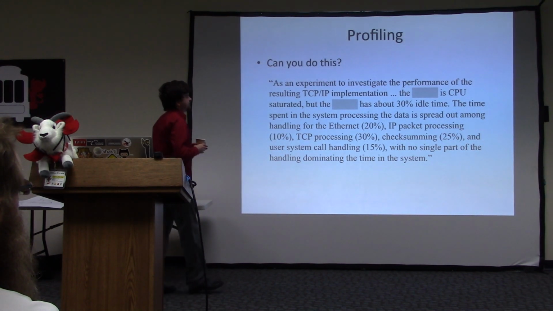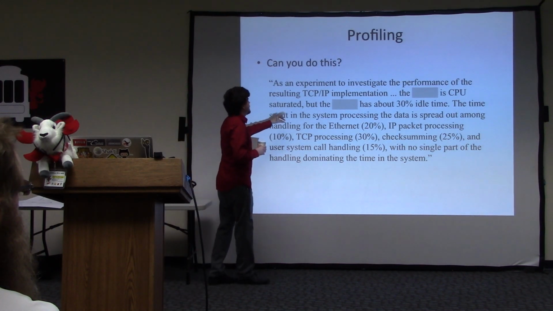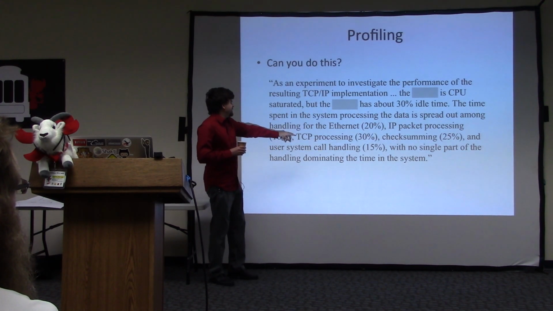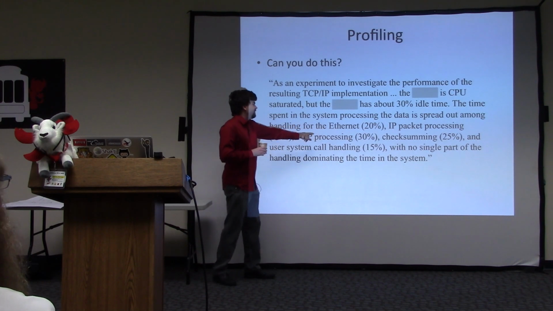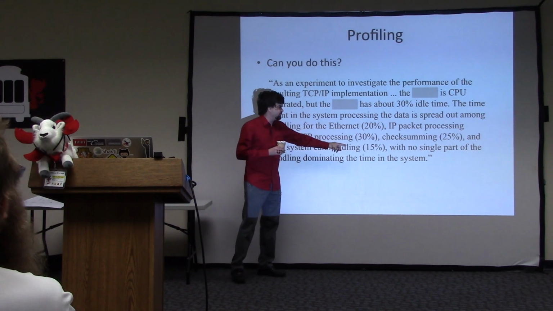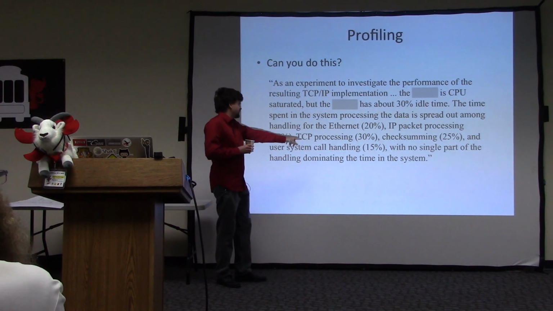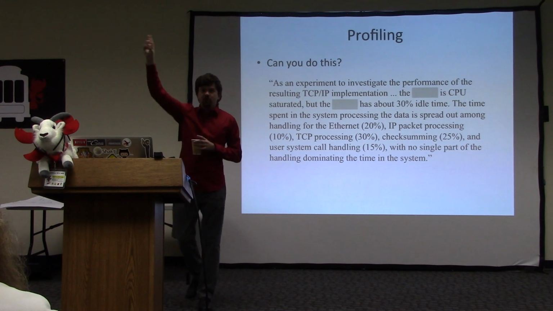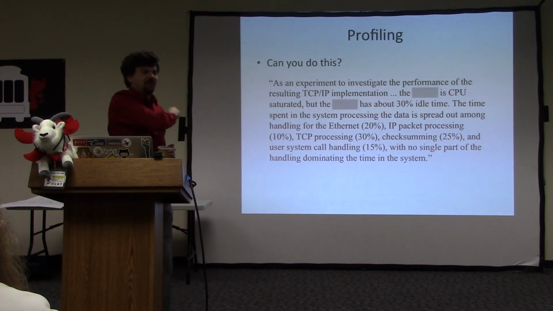So it's saying, as an experiment to investigate some performance, the CPU is saturated, but it has 30% of it. The time in the system is 20% is Ethernet, IP packet processing is 10%, TCP processing is 30%, checksum is 25%, and user system call handling is 15%. So a breakdown of kernel time. Hands up if you think you could do this. If I gave you a system, you could give me those numbers.